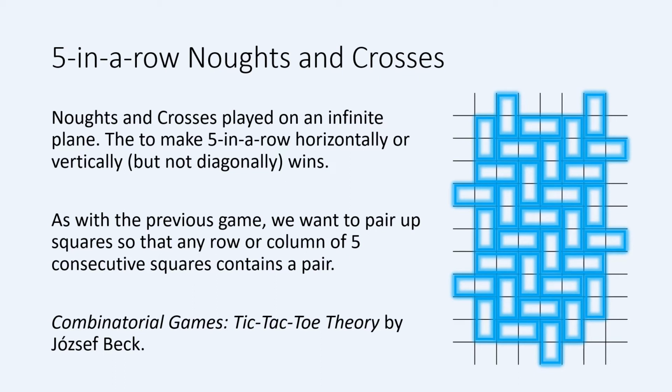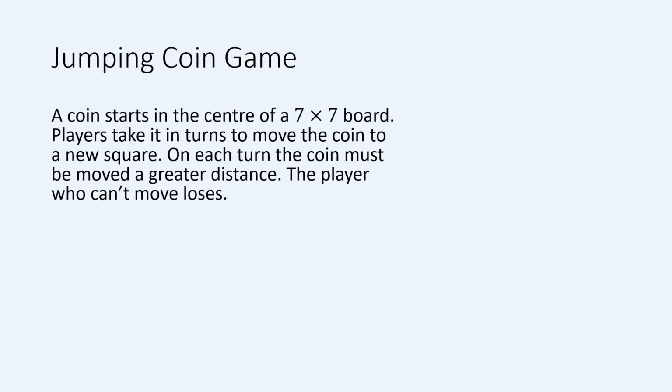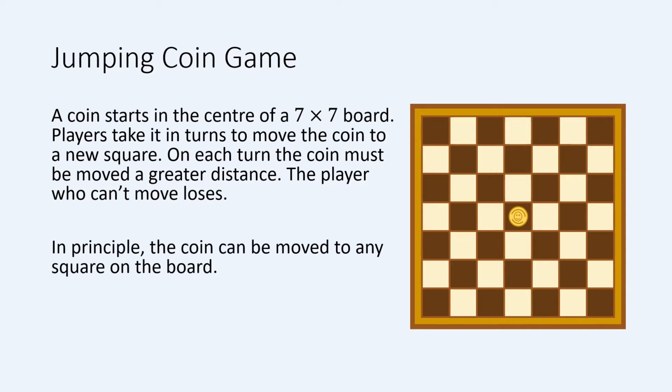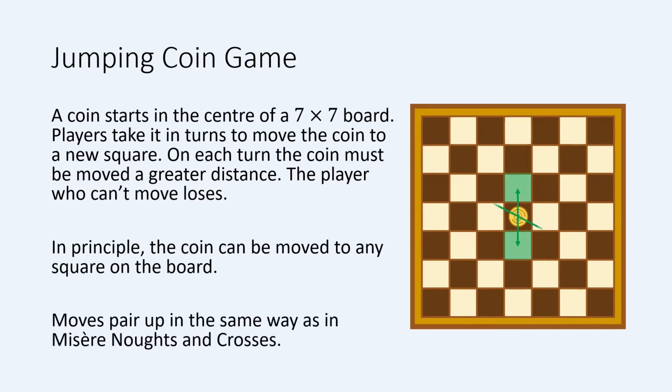Jumping coin game. The third game takes place on a 7x7 board. Starting with a coin in the center of the board, the players take it in turns to move the coin to a new square, with the rule that they must move the coin further than their opponent did on the previous move. It is possible to move the coin to any square on the board, and notice that these moves pair up in a similar way to the moves in the game of Misère noughts and crosses, with the exception of the central square, which we'll come back to momentarily.